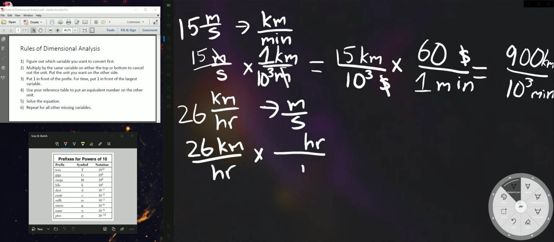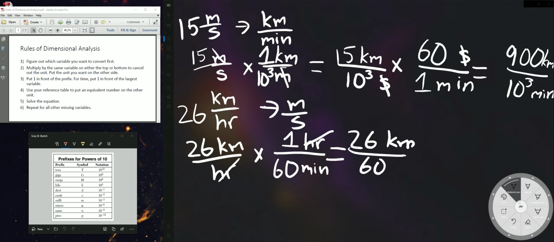How many minutes are in an hour? 60. Right? Hour is the larger variable, so we want to put 1 in front of the hour. There's 60 minutes in an hour. So now once we solve this, we multiply it all, we get 26 km over 60 minutes. All right.